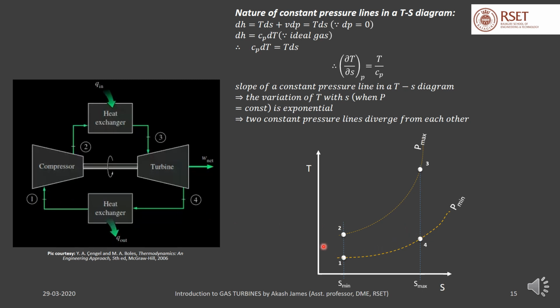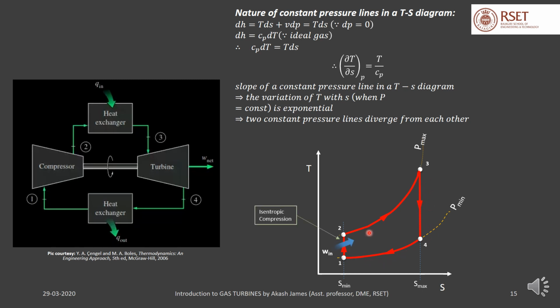Then from 4 to 1 it passes through the heat exchanger, rejecting heat at constant pressure. So once again, from 1 to 2 is an isentropic compression process. From 2 to 3, constant pressure heat addition. 3 to 4, isentropic expansion, and 4 to 1, constant pressure heat rejection. So this is the TS diagram of an ideal gas turbine cycle.